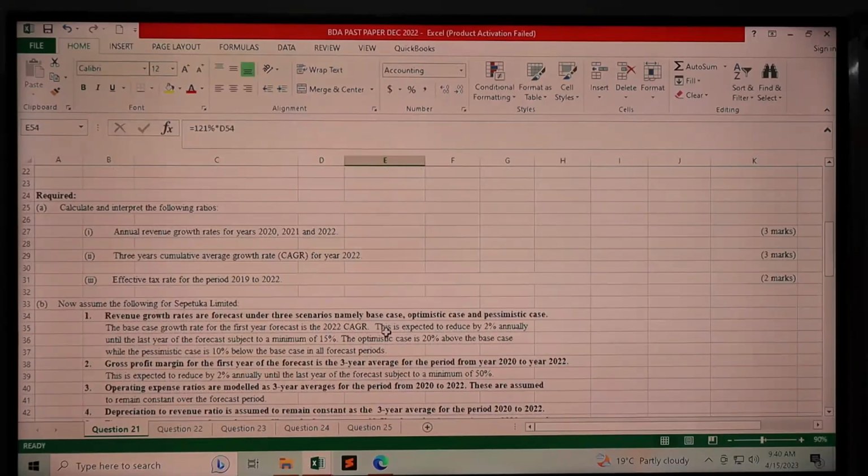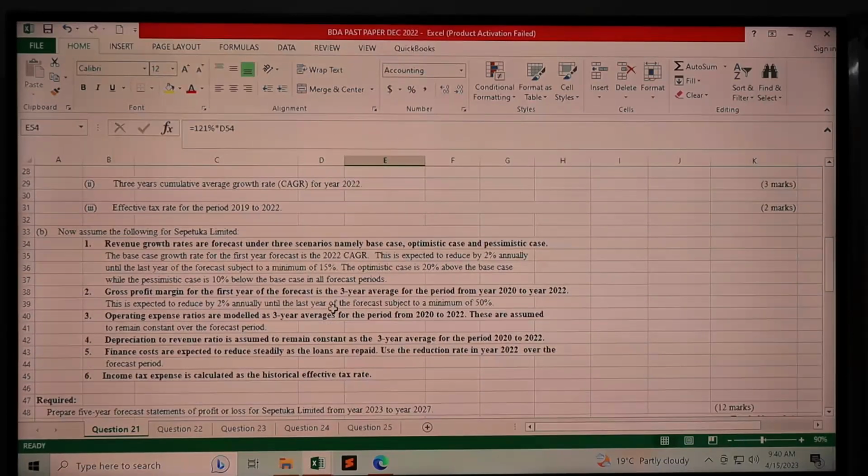We are told this is expected to reduce by 2% annually until the last year of the forecast, subject to a minimum of 15. So here it means that it will reduce from 21, by 2, by 2, by 2. And at the time it reaches 15, it will not reduce again. That will be the minimum. So that is for the base case.